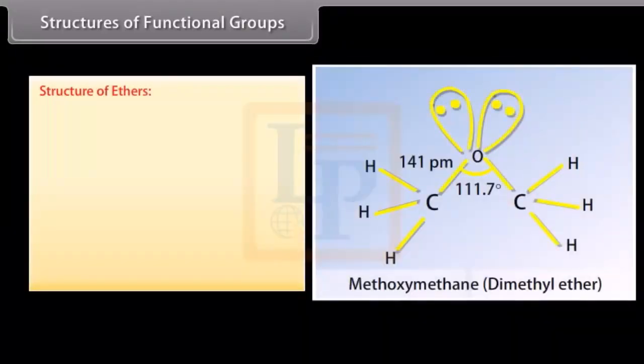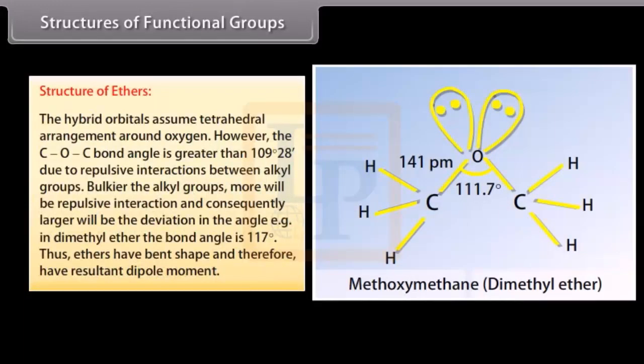Structure of ethers. The hybrid orbitals assume tetrahedral arrangement around oxygen. However, the C-O-C bond angle is greater than 109 degree 28 minutes due to repulsive interactions between alkyl groups. Bulkier the alkyl groups, more will be repulsive interaction and consequently larger will be the deviation in the angle. For example, in dimethyl ether, the bond angle is 117 degree. Thus, ethers have bent shape and therefore have resultant dipole moment.